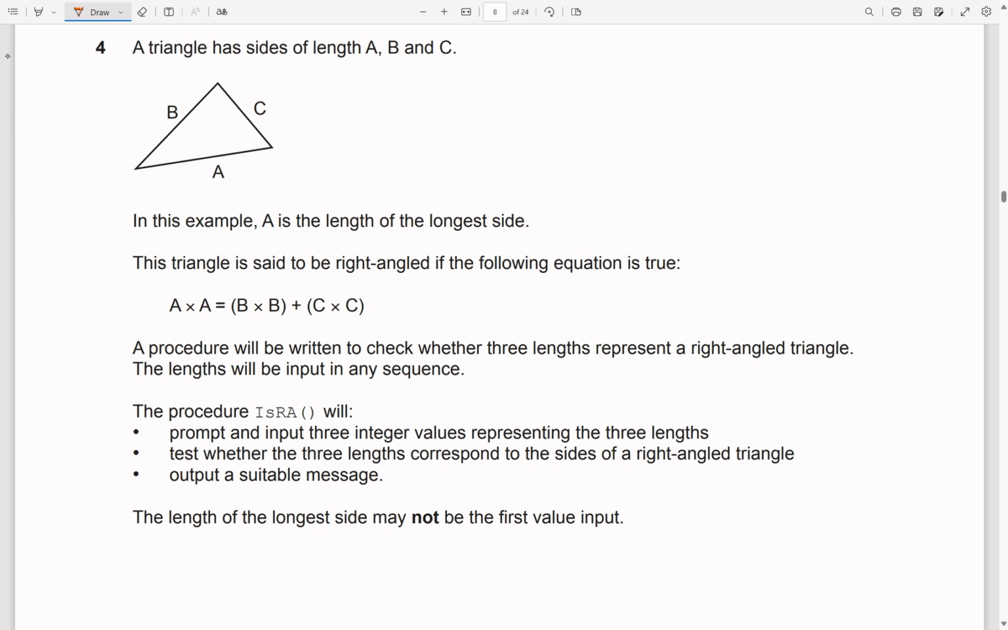Question 4 says a triangle has sides of length A, B and C. In this example, A is the length of the longest side. This triangle is said to be right angled if the following equation is true. So basically Pythagoras: A squared equals B squared plus C squared.